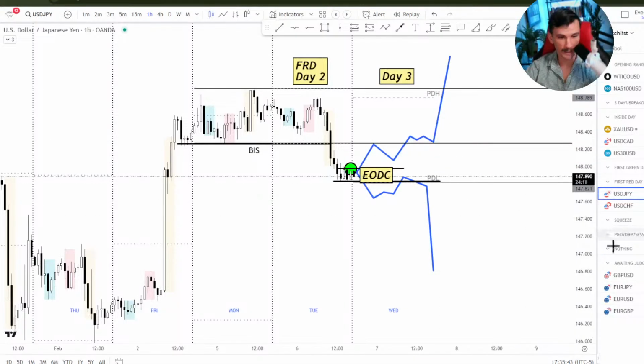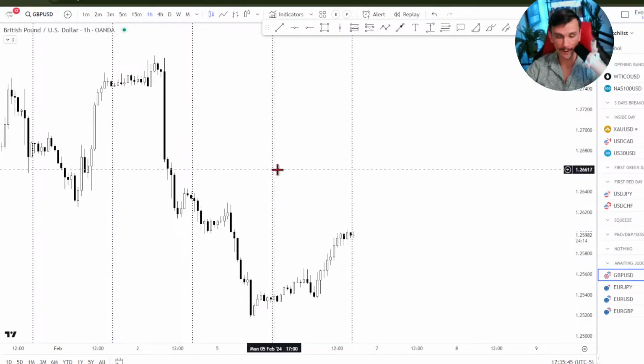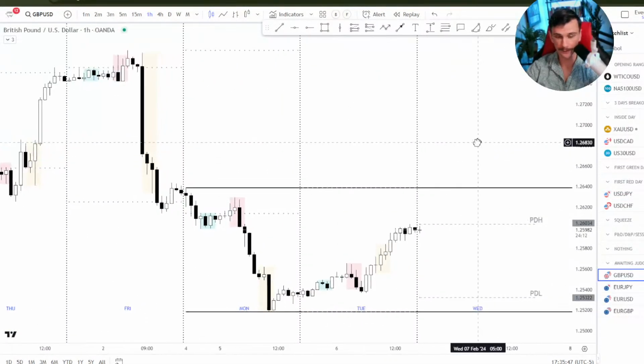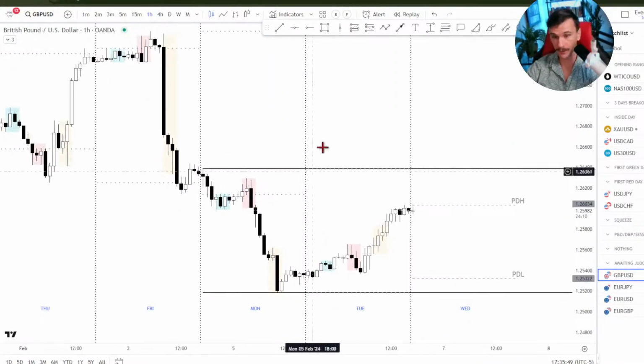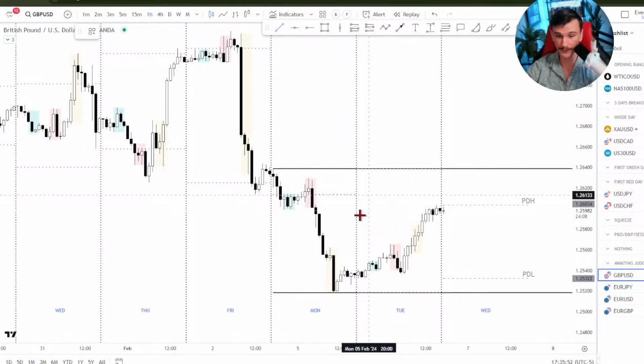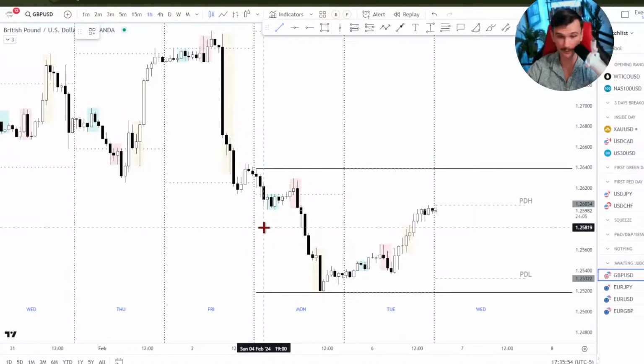All right, let's look at pound dollar. I'm trying to go slow and not rush through this. I'm trying to leave these annotations up on the screen for you all, so if you're trying to take notes or whatever, I'm not just blowing through.